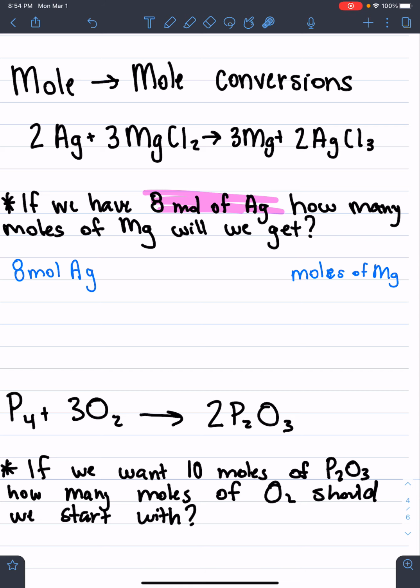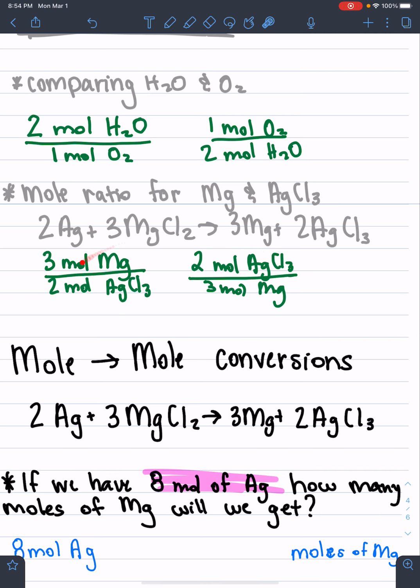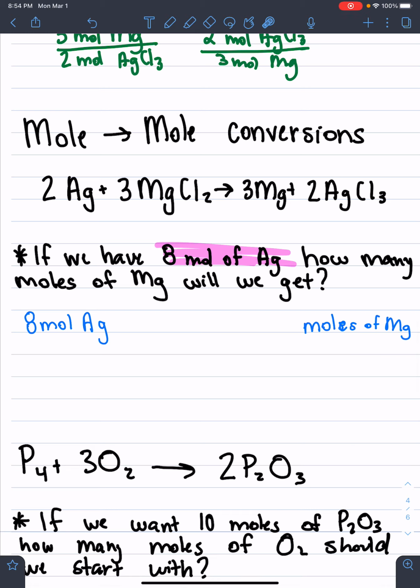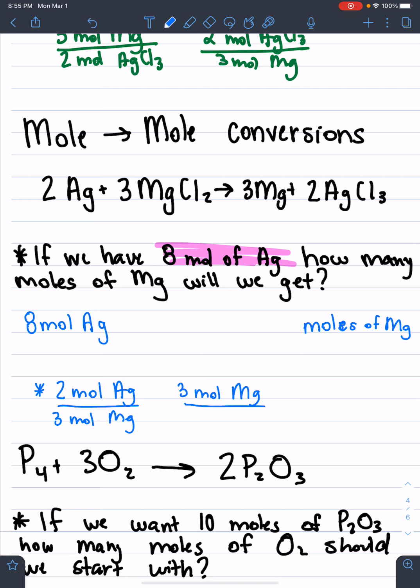Now we're going to have to go back and use these different mole ratios to give us moles of Mg. If we are trying to get from moles of Ag to moles of Mg, let's look at the two different kinds of ratios that we could have. The first ratio, I'm going to write it down here, is 2 moles of Ag for every 3 moles of Mg. That's one ratio we could use. Or we could use the other ratio, 3 moles of Mg over 2 moles of Ag.